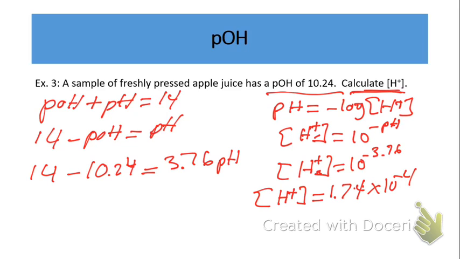All right, and that gives us our H plus concentration, which is also equal to the hydronium ion concentration, right? Remember, they're the same. The H plus is just a simplified version of the hydronium ion. All right, so there's an example of how we use pOH and pH together to solve for the hydronium ion or the H plus concentration.